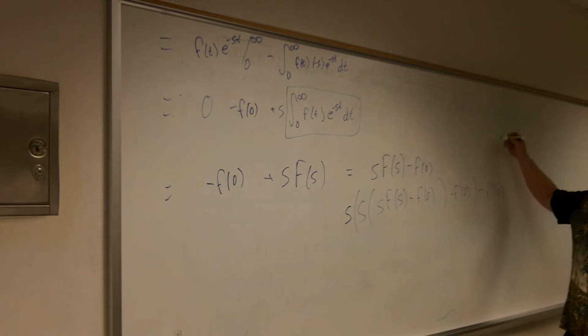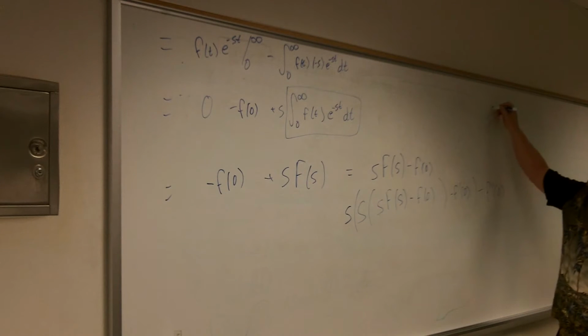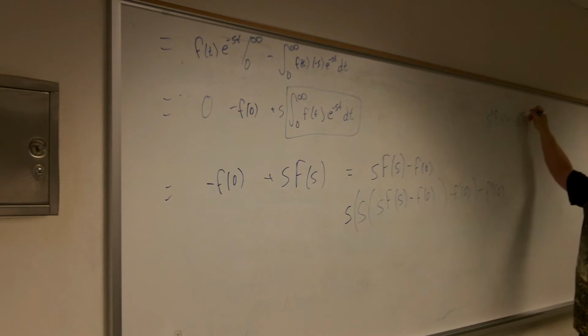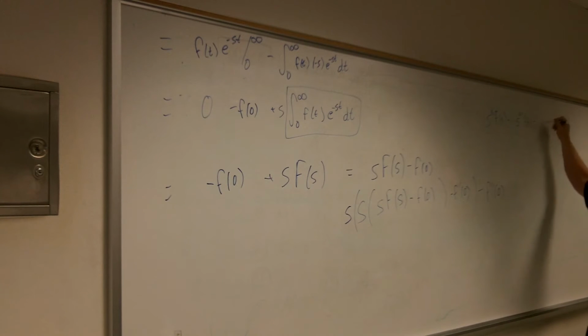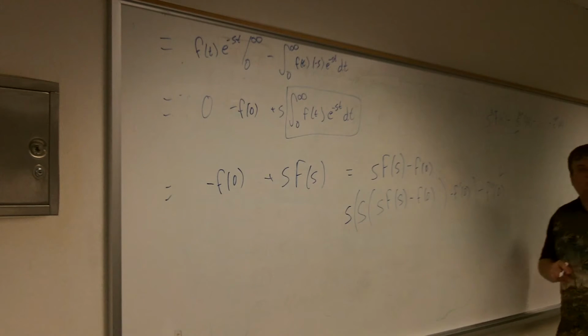You will often see this written as, if I'm taking the kth derivative, S to the K times F of S minus S to the K minus 1 times F of 0 minus dot, dot, dot, all the way down to minus F of the, actually I should say, the K minus first derivative evaluated at 0. So I'll give you this sequence that goes on where you keep getting smaller and smaller S powers, multiplying higher and higher derivatives. But realize that's the exact same thing. It's just written as a series.